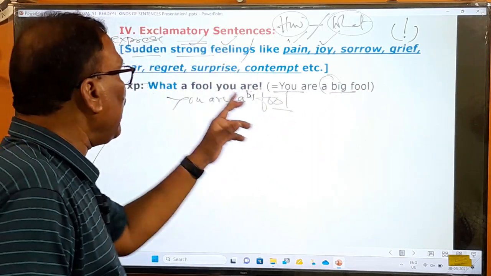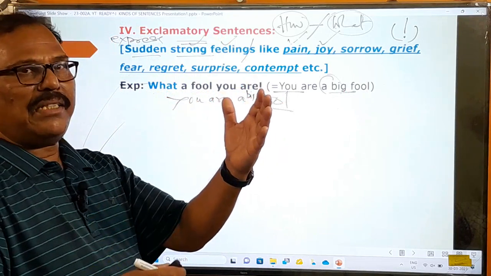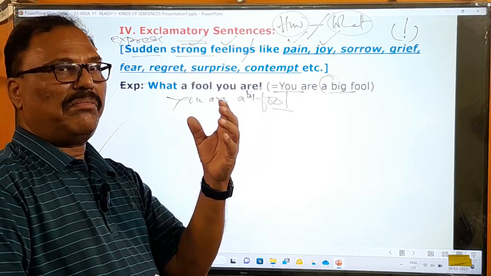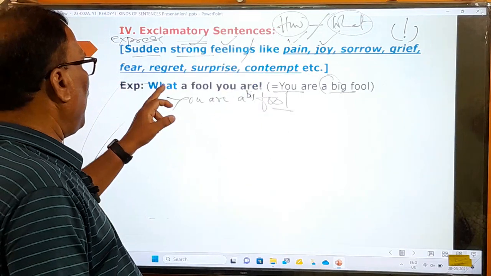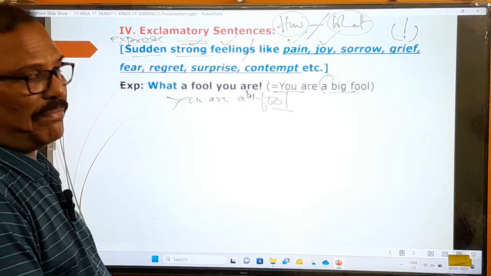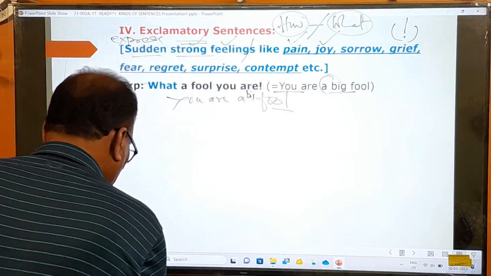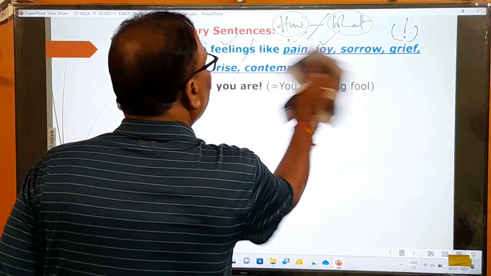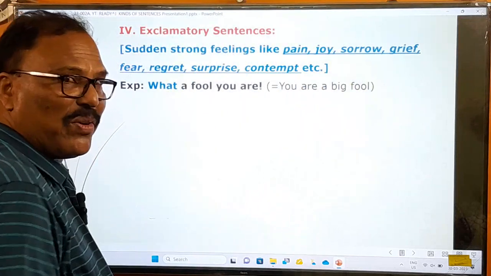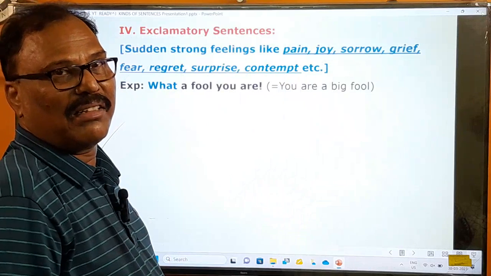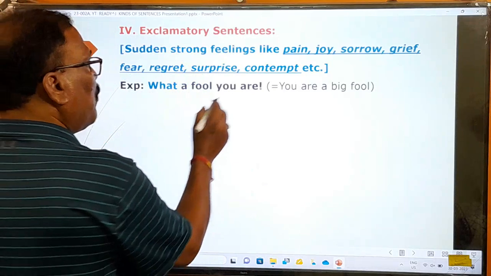That's all. But here, what a fool you are. The way you say the sentence itself is making you get an exclamation of surprise. What a fool you are. So something like that. When you talk to your friends, you say like that. In our Hyderabad, they speak in this way only. Something you say: what a fool you are.